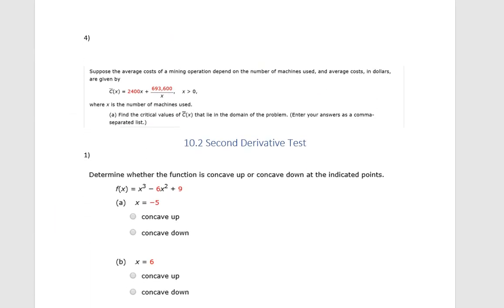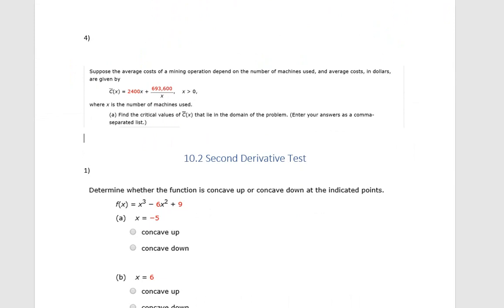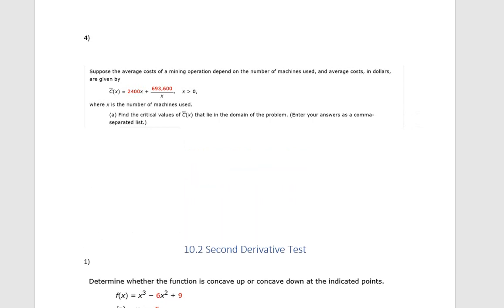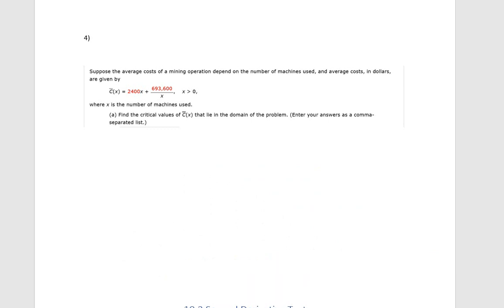All right, so the next one we're going to do is an actual application. So suppose that the average cost of a mining operation depends on the number of machines used, and the average cost in dollars is given by this.